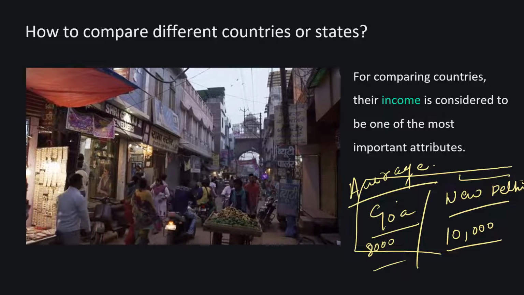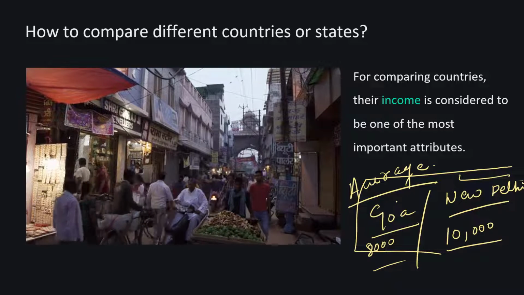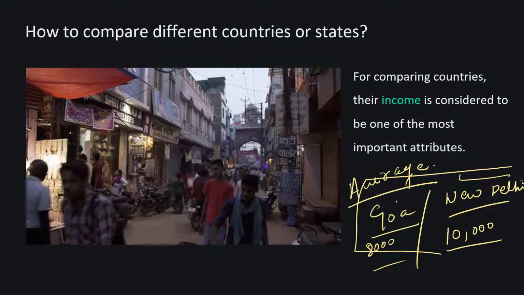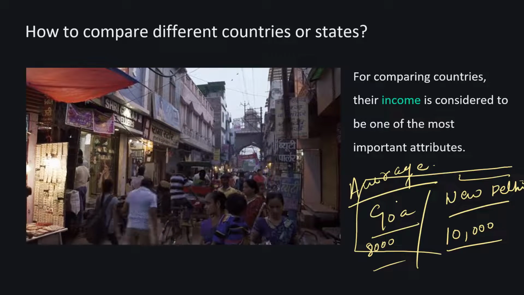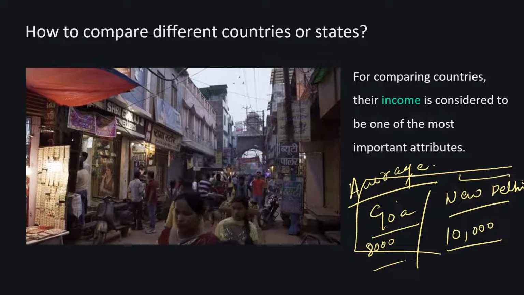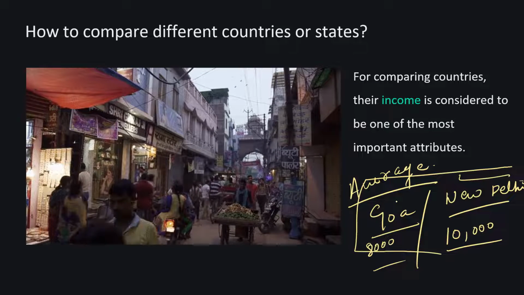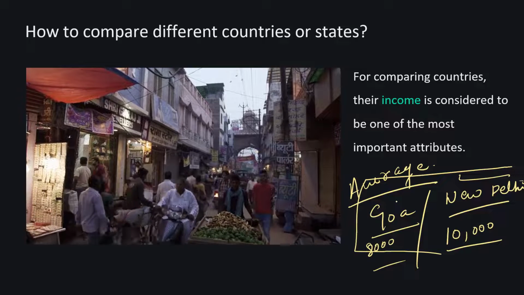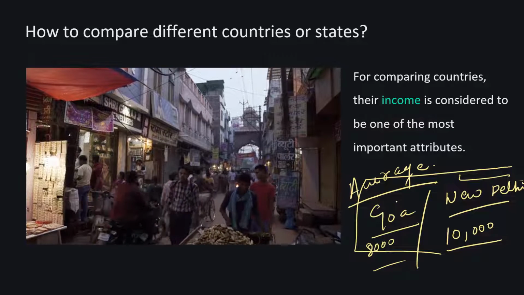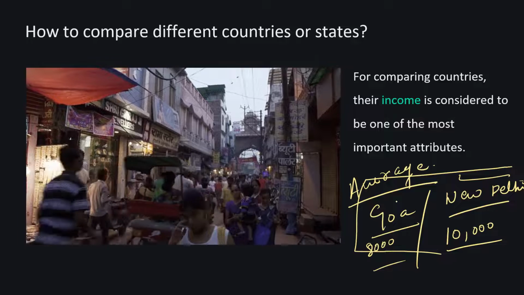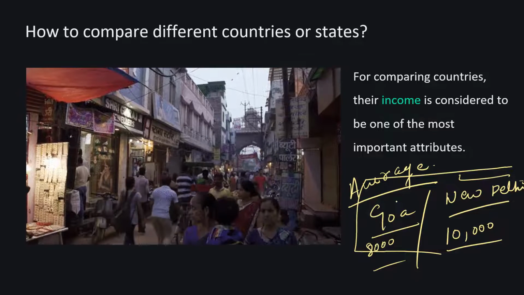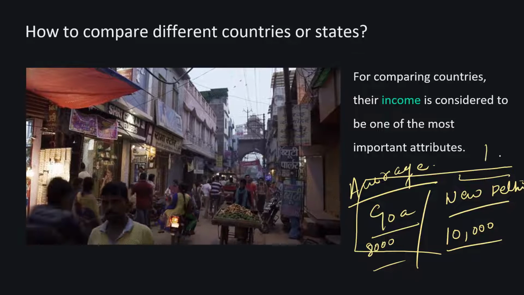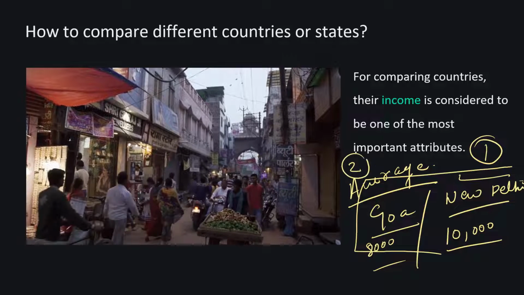The two names are there: first is average and second is per capita income. So the PCI, per capita income, or average of Goa is very less as compared to New Delhi, though it's only a difference of 2,000, but still it's less. When we make a report as to which state is more developed, then obviously New Delhi will be first and Goa will be second.